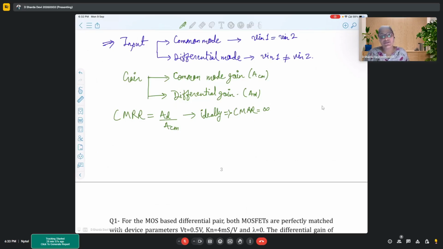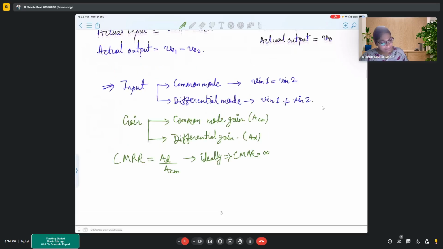So while designing your differential amplifier, the parameters you are given are the differential gain, that is the gain that you want from your differential amplifier for differential input, and then your CMRR. So your differential amplifier is judged based on its CMRR value. The higher the CMRR value, the better the amplifier is at rejecting the common mode signal or basically the noise. Okay.